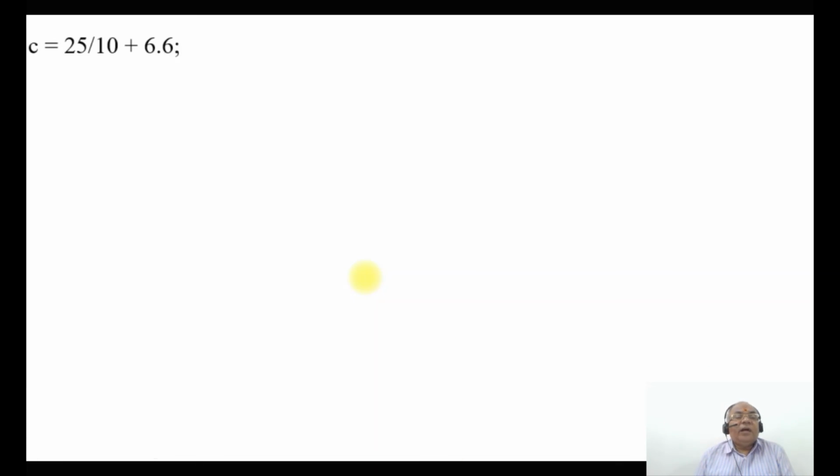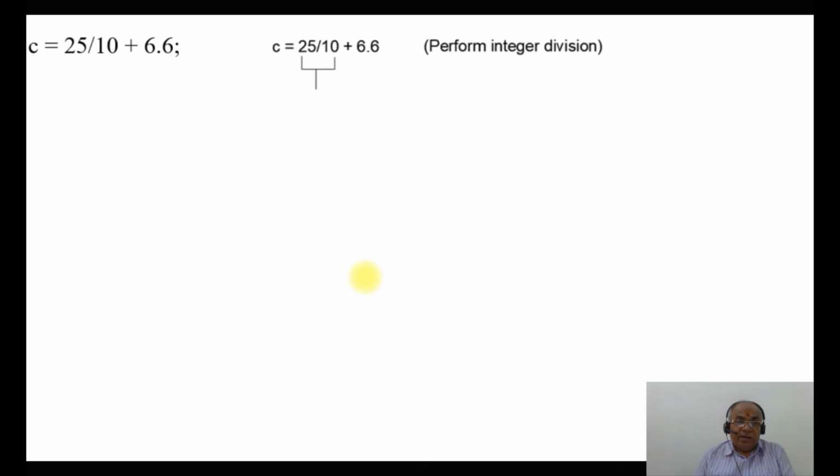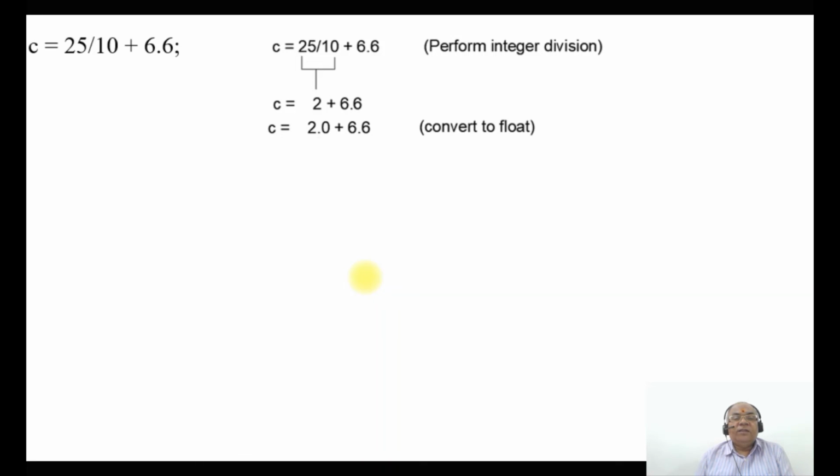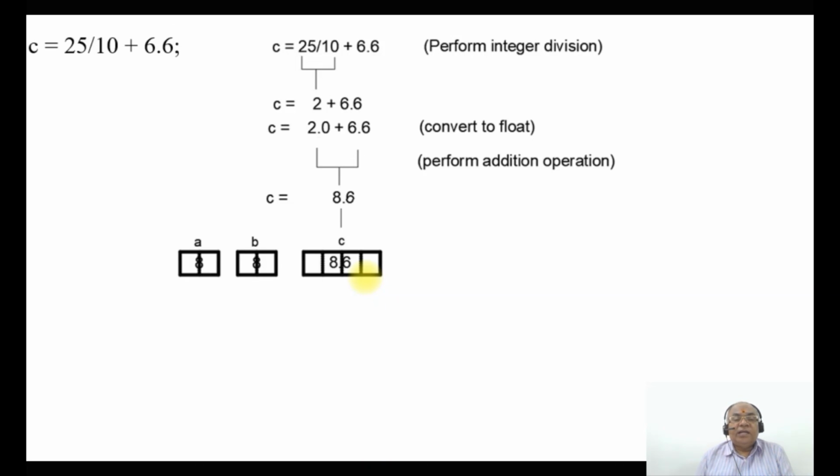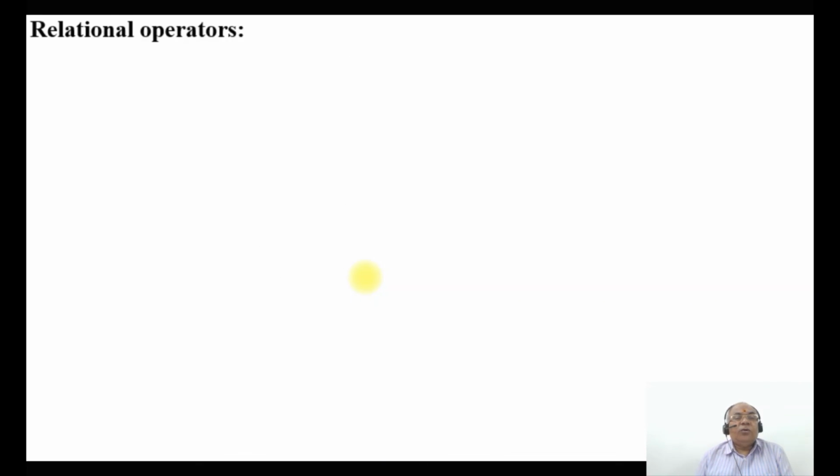Now when you are considering the c value, c is equal to 25 divided by 10 plus 6.6. So 25 divided by 10, again it is an integer division because 25 and 10 are both integers. So integer division gives 2, plus 6.6, which is converted into float, 2.0 plus 6.6, which is 8.6. Since c is a floating variable, the result you get is c is 8.6. So the final values are a is equal to 8, b is equal to 8, and c is equal to 8.6. So this is how you will be able to analyze this BODMAS rule and associativity properties. Thank you.